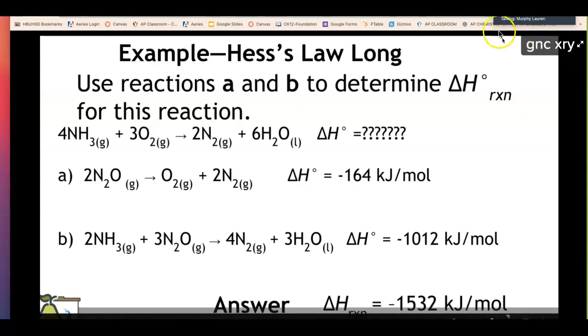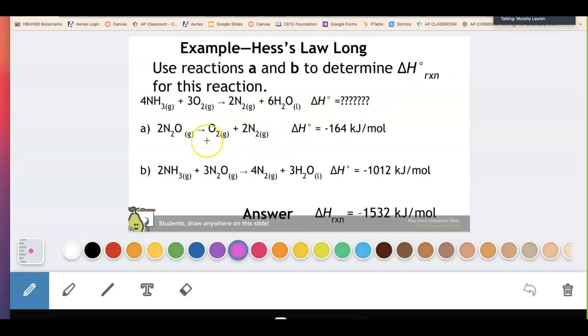All right. So, again, I have this reaction up here. This is the reaction I'm trying to find the delta H for. I don't know it. So what I'd like to do is manipulate reactions A and B to get it to look like this reaction, and then combine their delta H's appropriately. So, let's practice again.